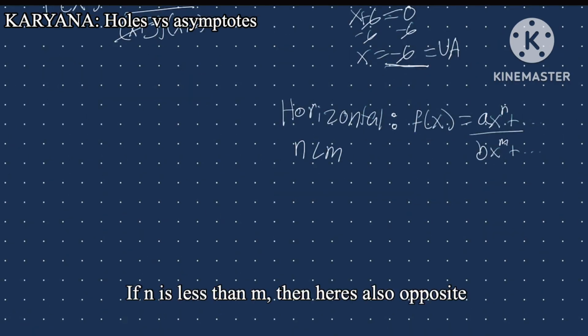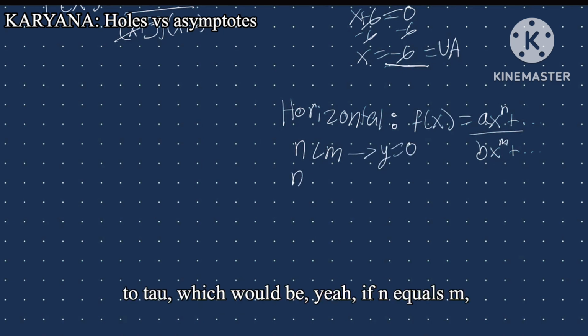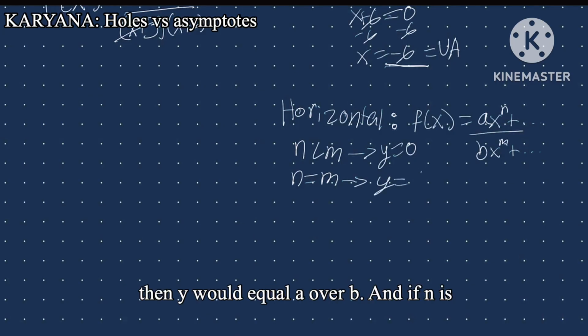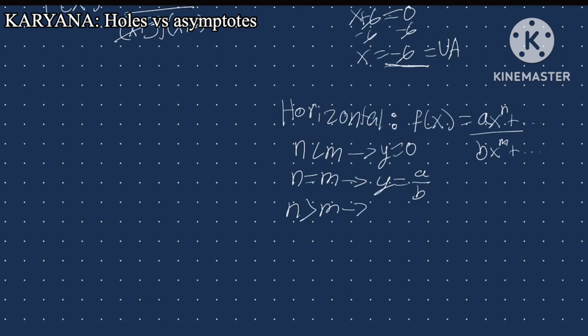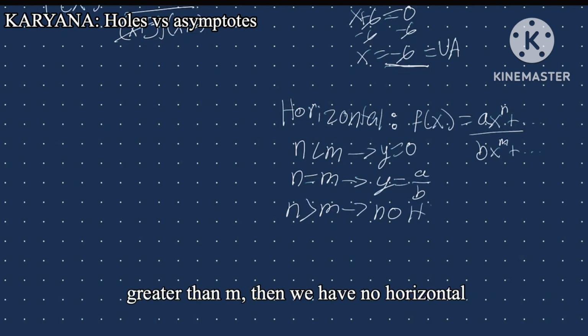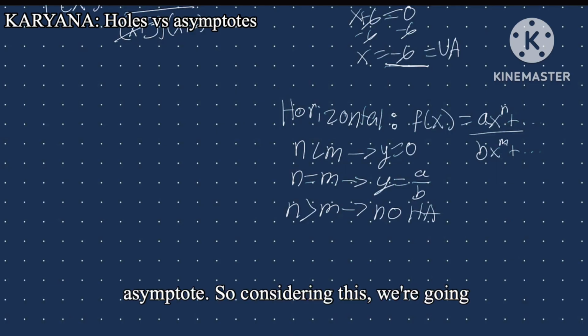If n is less than m, then the horizontal asymptote would be 0. If n equals m, then y will equal a over b. And then if n is greater than m, then we're going to have no horizontal asymptote.